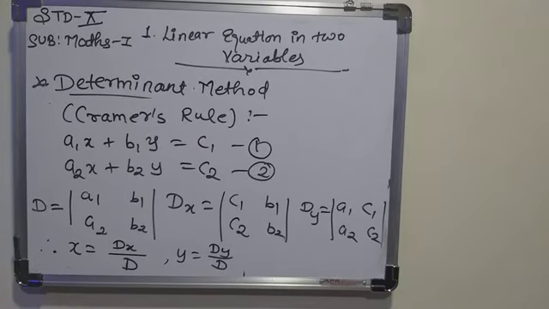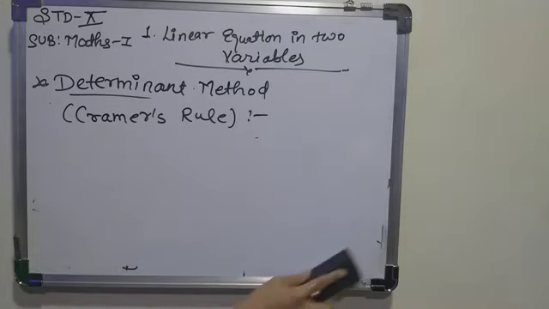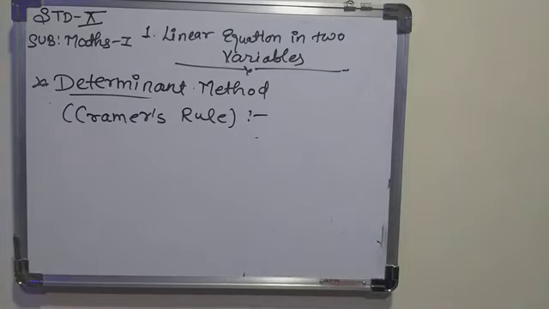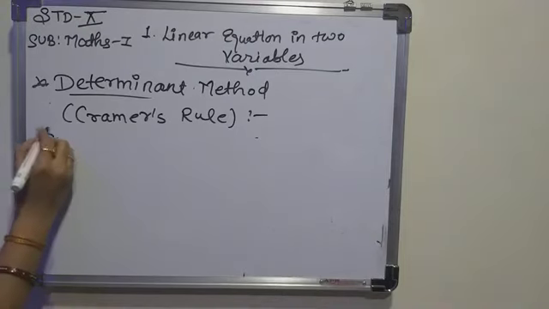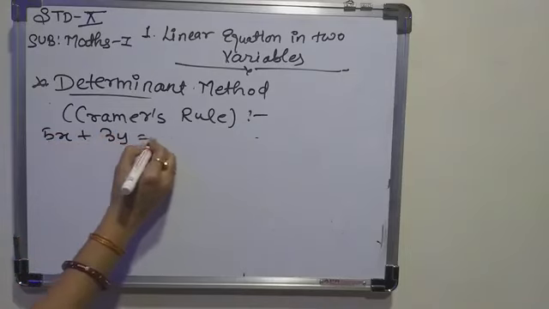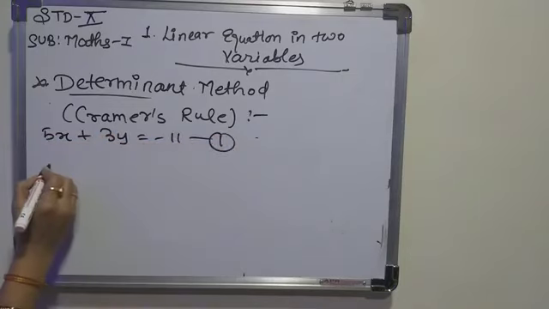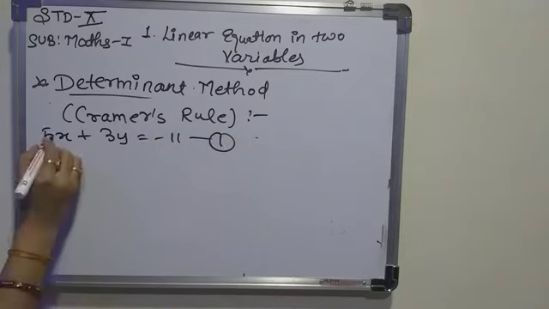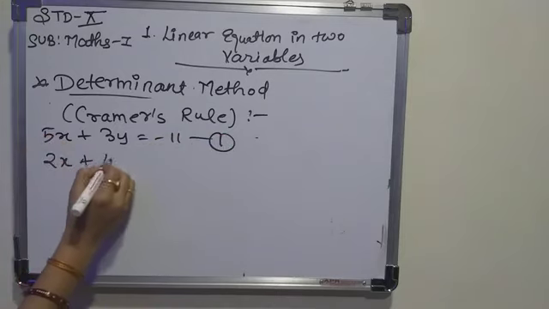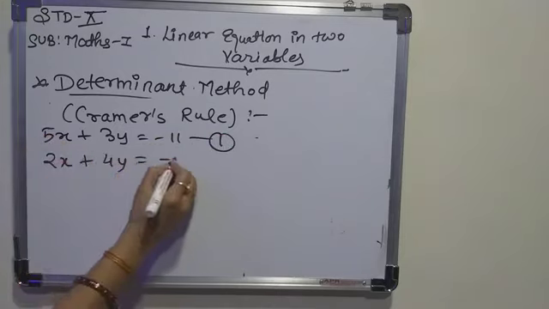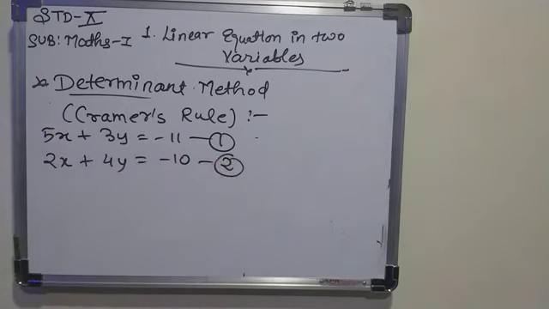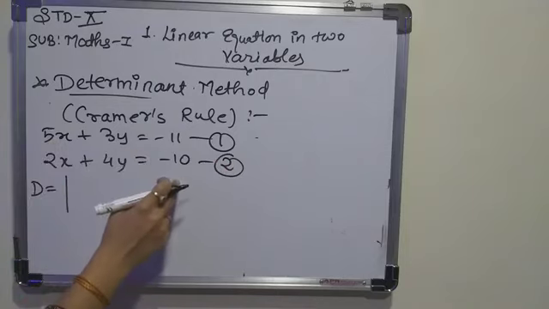Now we are going to solve one example based on this, okay? 5x plus 3y is equal to minus 11. This is your equation number 1. Second is your 2x plus 4y is equal to minus 10. This is your equation number 2, right? So this is your a1, a2, b1, b2, and this is your c1, c2.